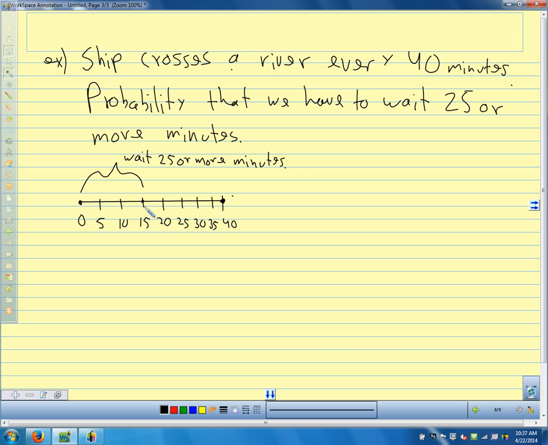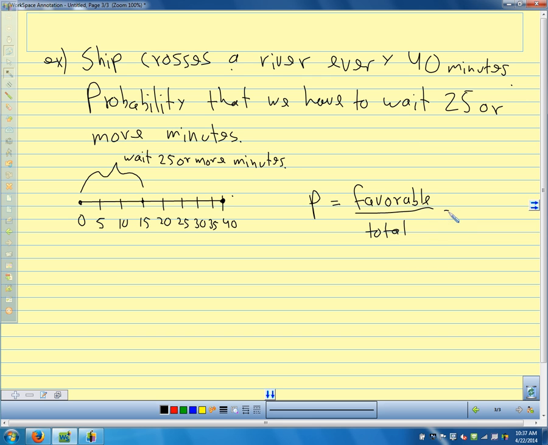If I arrive right here at the 15 mark, I have to wait exactly 25 minutes until the ship leaves again. Anywhere over here, I'm going to wait more than 25 minutes. And that's what it said, 25 or more. So our probability is the favorable over the total. And here our favorable is waiting 25 or more minutes. Doesn't necessarily mean it's a good thing. It's just the thing that we're interested in.